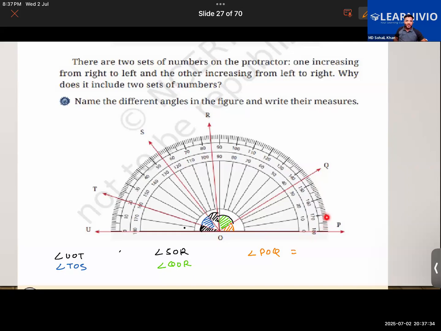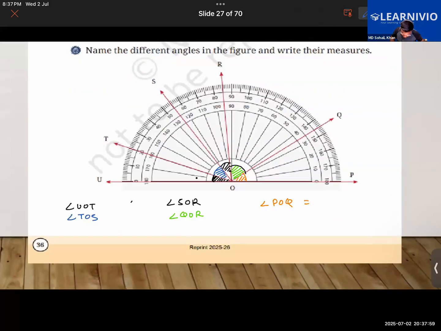Okay. Wherever I stop the pointer, you will tell me the value. Going from here, at this point it will be 10, then 20, then 30. Okay. After that, we will count the smaller divisions, and each division is equal to 1 degree. So count those small divisions: 1, 2, 3, 4, and 5. So that is 35 degree. The angle POQ equals 35 degree. Got it? 35 degrees. Okay.